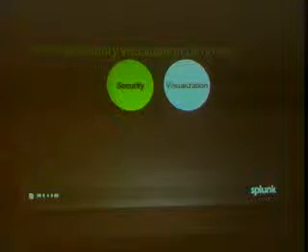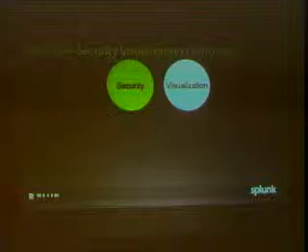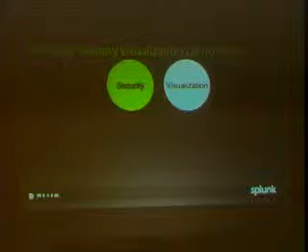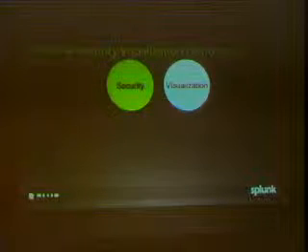And one of the problems I see with security visualization is that there's really two fields out there. One is security, that's all of us, all of you guys. And then there's visualization. And I don't think any of us in here has probably a degree in visualization or in arts or anything like that.